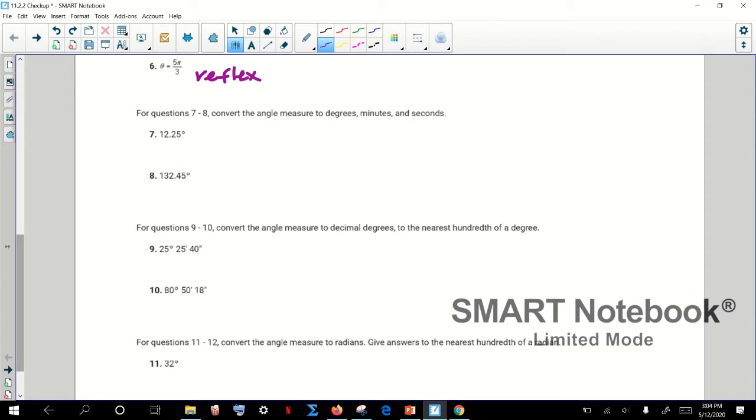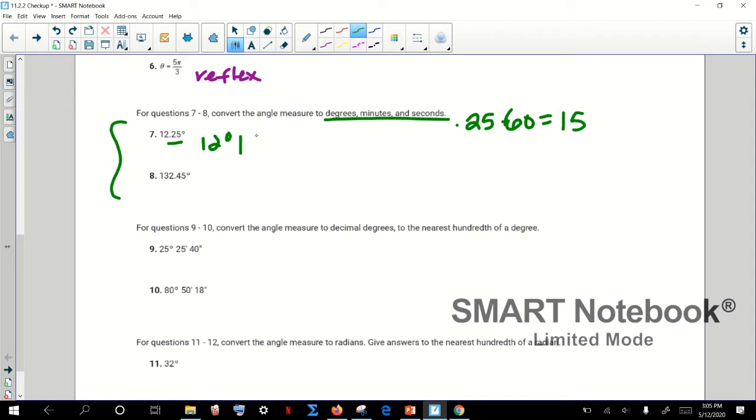Next we're moving on to looking at DMS notation. For these first two examples, we're in decimal notation, but we want to get it into degrees, minutes, and seconds. First I have 12 full degrees, so I know I'm going to have 12 degrees. Now I just have to figure out the minutes and seconds. So I take the 0.25, the leftover decimal, and multiply by 60. 0.25 times 60 gives me 15, so that is 15 minutes. My final answer for this one is 12 degrees and 15 minutes.